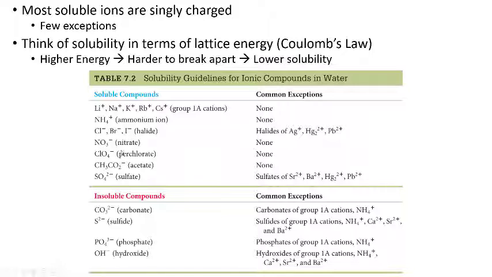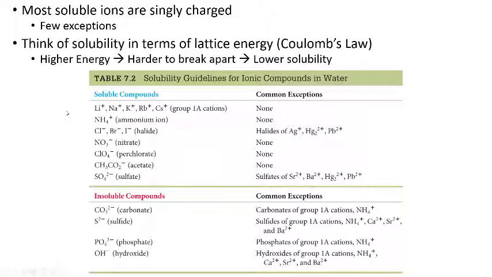Okay, so all of the perchlorate, acetate, those are all 1 minus charges. So these singly charged tend to be these soluble compounds. Of course, there are some exceptions here. We have sulfate, but that's a good way to think of it. Whereas our insoluble compounds, we can see a lot of them are higher charges: carbonate, sulfide, and phosphate. Hydroxide is singly charged, but that's an exception.